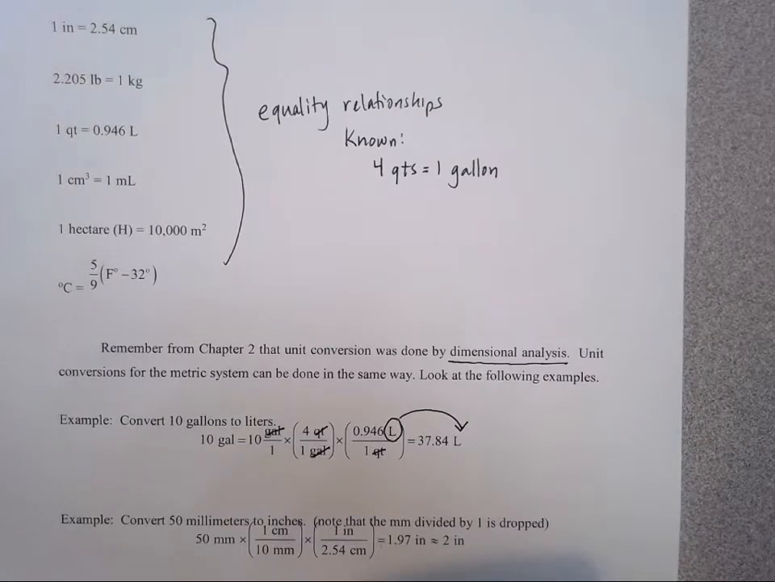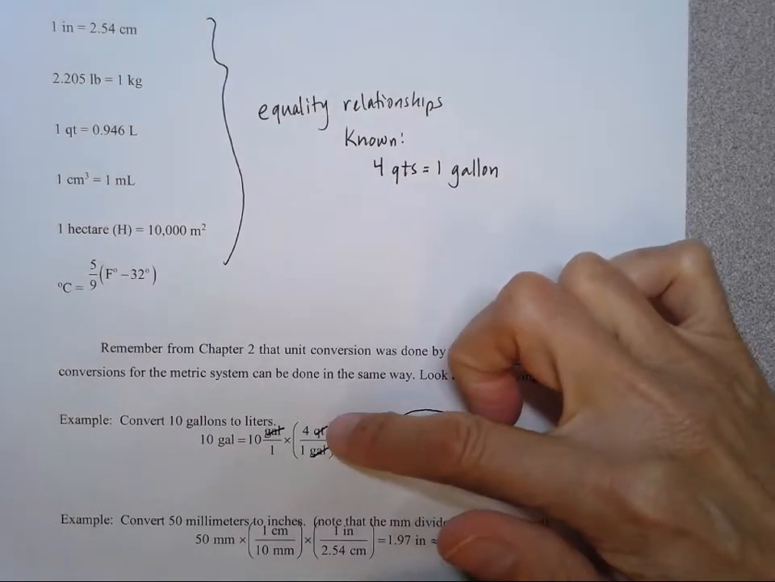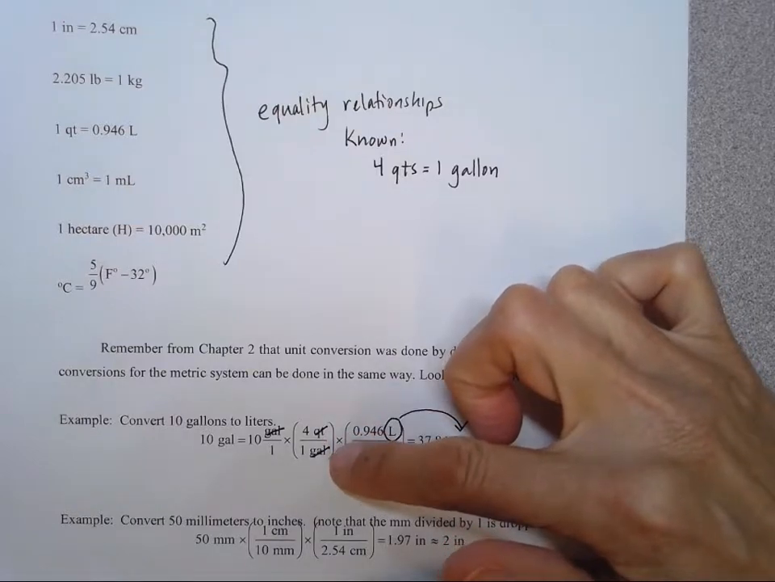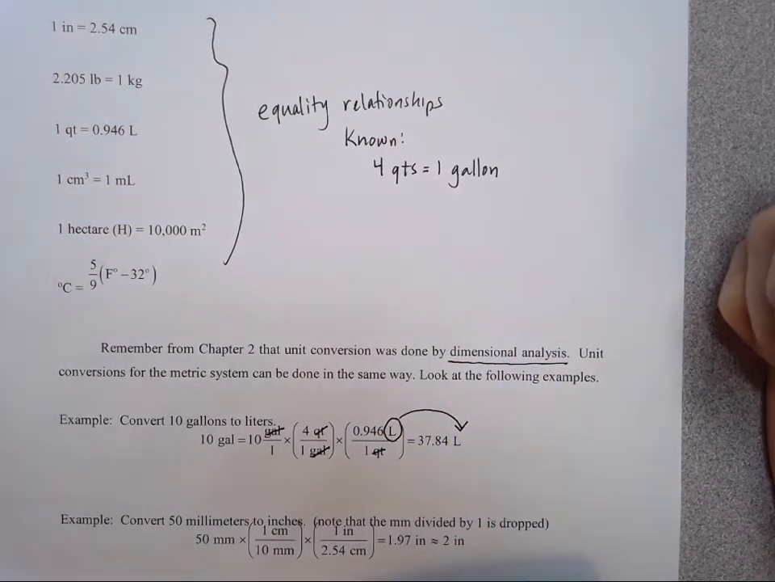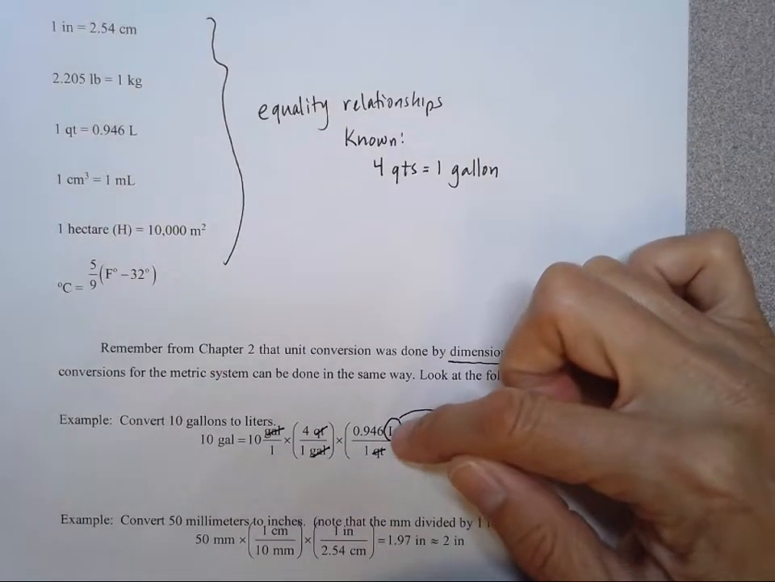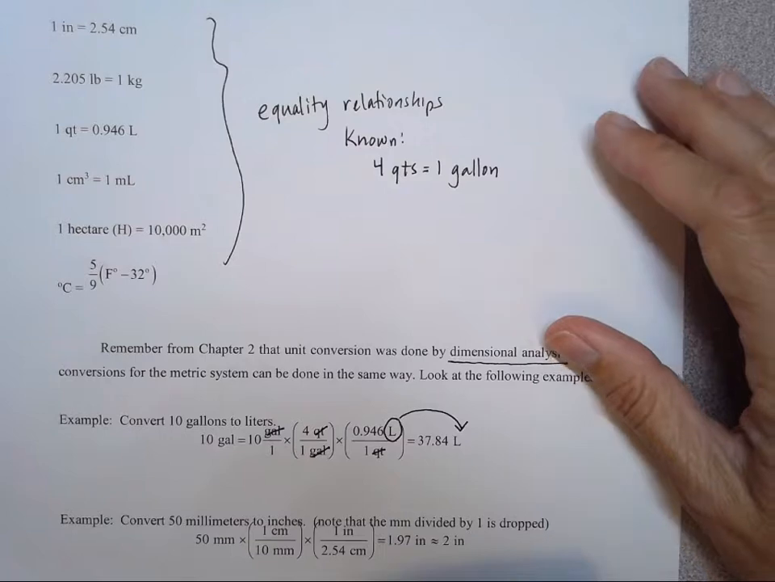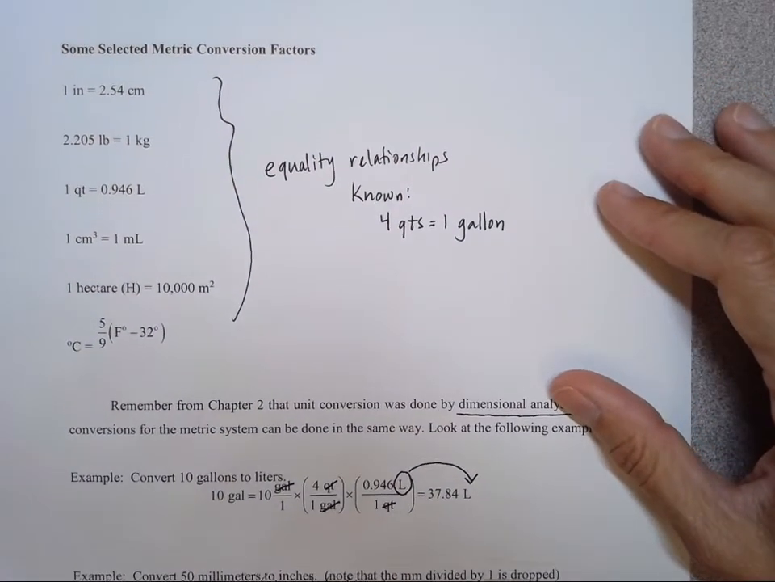Okay, so it's just coming up with which of those equivalent relationships I'm going to need, how to write them, which orientation, what goes in the numerator or what goes in the denominator, so that they can cancel each other out appropriately, so that I'm left with the units that I want in the end. So those equality relationships are going to be given to you.